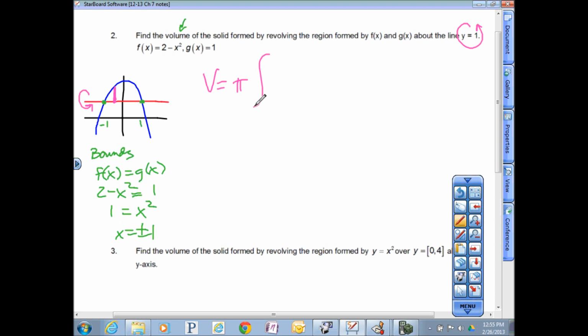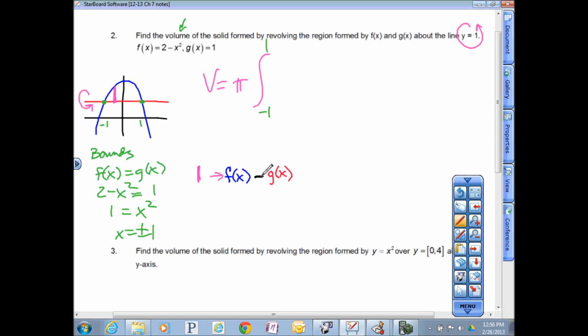Where are we going from? We know we're going from -1 to 1. And how long is that rectangle? Well, that rectangle depends on the blue function. And how about this? This pink rectangle, the length depends on the difference between the blue, which is f of x, the difference between the blue function and the red function. The length of that rectangle is the blue function minus the red function.